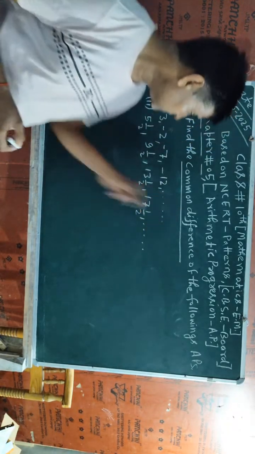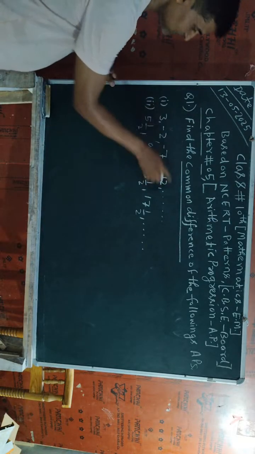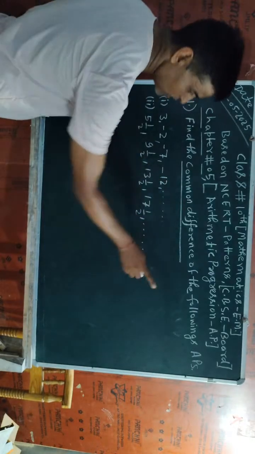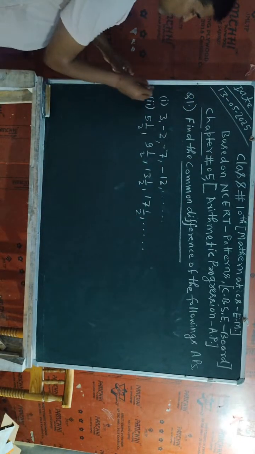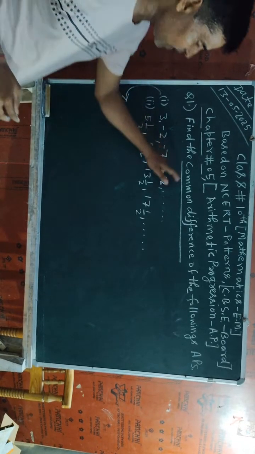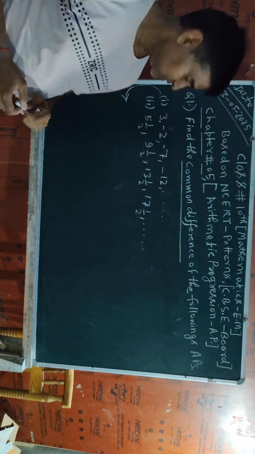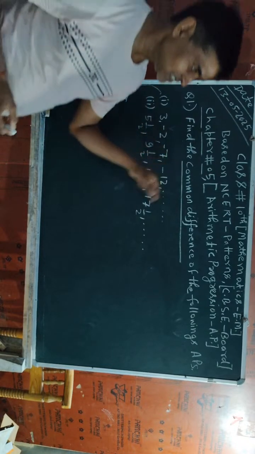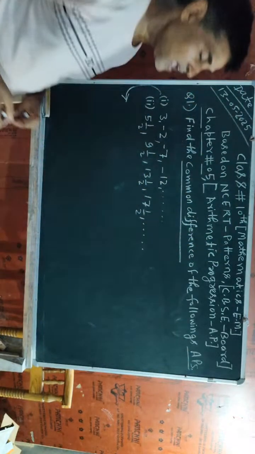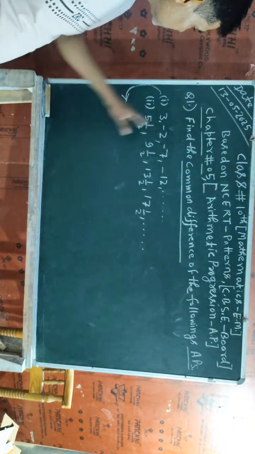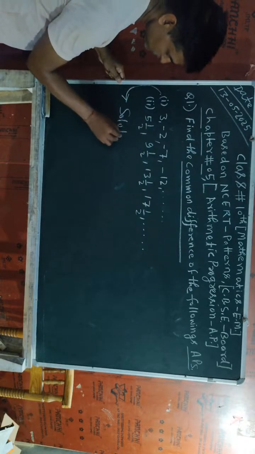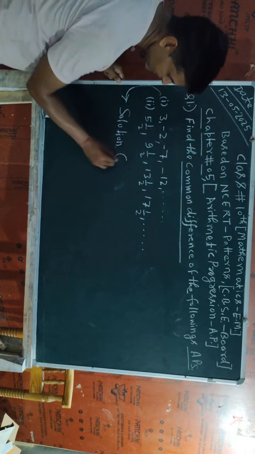Okay, students. So here in this concept one series is given: 3, minus 2, minus 7, minus 12, and so on. So we have to find the common difference. Now I am going to write: find the common difference of the given sequence, and that sequence exists in the form of an AP. So how do we get the common difference of an AP? First of all, I will write the solution. After writing solution, I will write the given information.